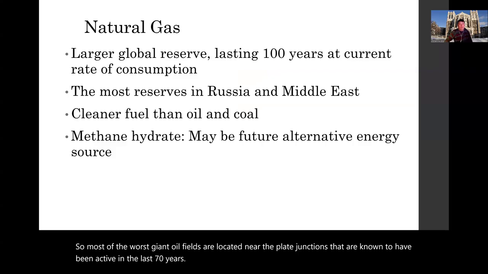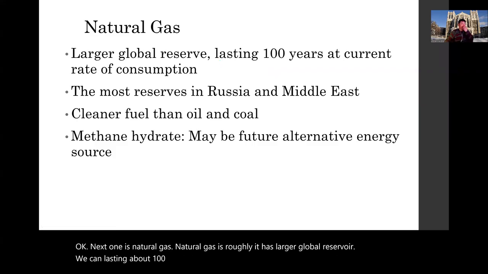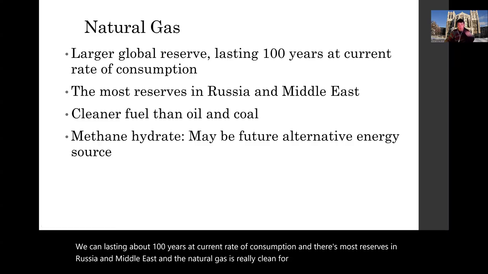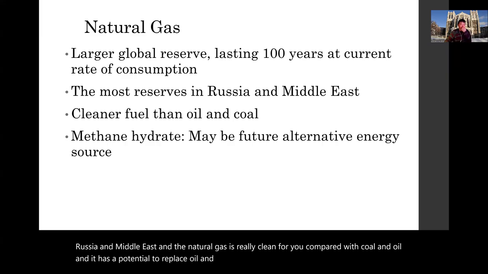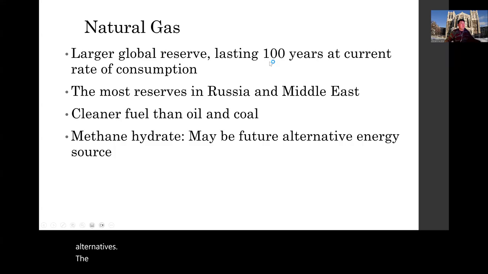Okay, next one is natural gas. Natural gas has a larger global reservoir, lasting about 100 years at the current rate of consumption. Most reserves are in Russia and the Middle East. Natural gas is a relatively clean fuel compared with coal and oil, and it has the potential to replace oil and coal in the transition from fossil fuels to alternatives. The global reserve can last about 100 years, while coal lasts about 200 years.